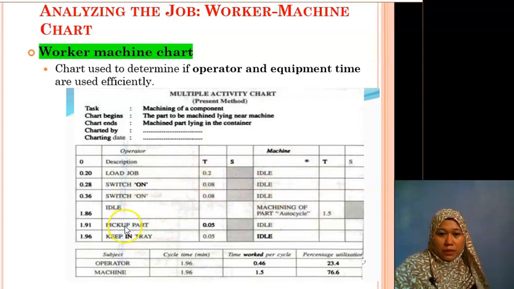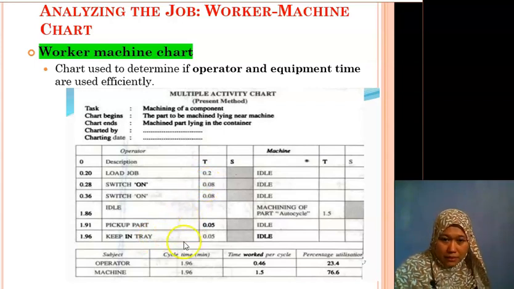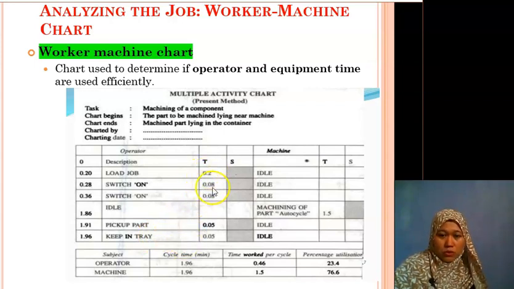So from here we can read that the human will do the loading job, switch on, and then another switch on, and then idle means the workers are waiting because the machine is doing the job, and then picking up the parts is done by human, and then keeping it in the tray is done by human. These are the times. I think the time is in minutes. So 0.2 minute, 0.08 minutes, very short time because it's a very easy task. And for the machine, they need 1.5 minute.